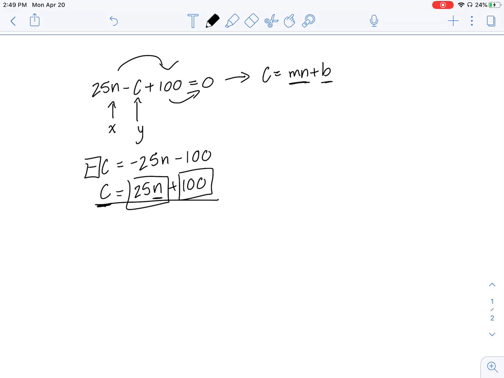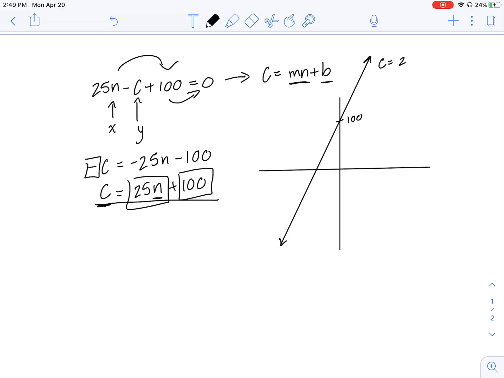Next, we need to illustrate this relationship graphically. So let's start by drawing our axes. And knowing that 100 is the y-intercept, I can plot that point here. It's obviously not to scale. And we know that our slope is positive and honestly quite large, so we know it's going to be steep and going in this direction. And we're going to label it as c equals 25n plus 100.